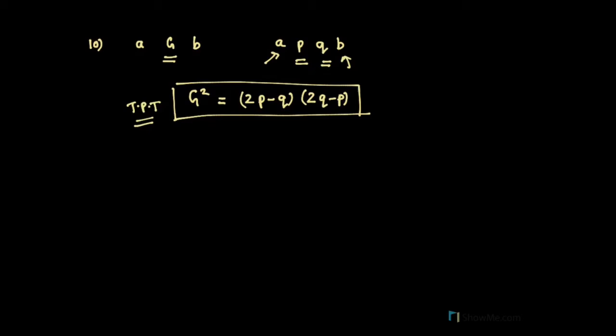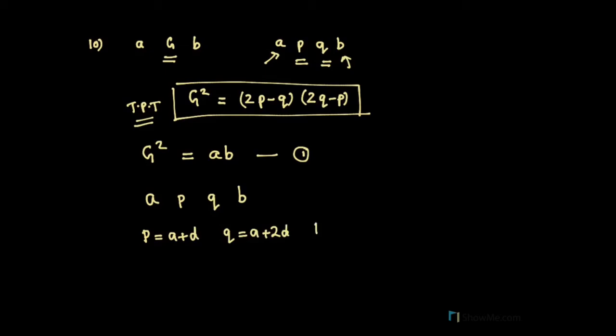Now we are going to do the typical LHS RHS method. What is G square first of all? We know that G square is equal to AB. So the left hand side is AB. We now have to prove that the right hand side is also AB. Now let us see what is the right hand side. So we have A, P, Q, B in arithmetic progression, which means P is A plus D, Q is A plus 2D and B is A plus 3D. So we are just going to substitute these on the right hand side.